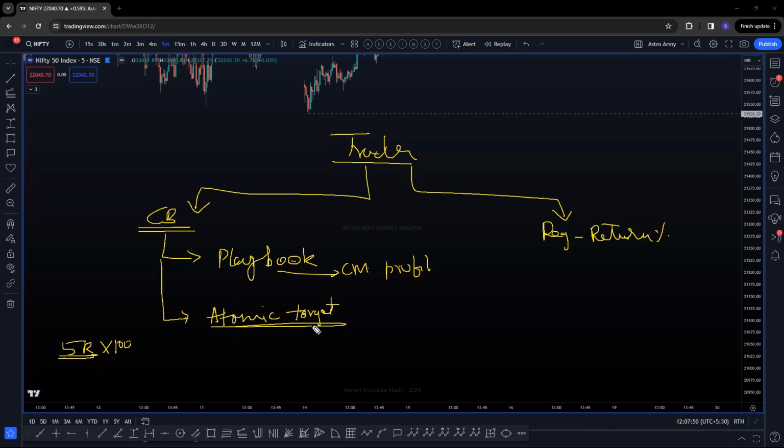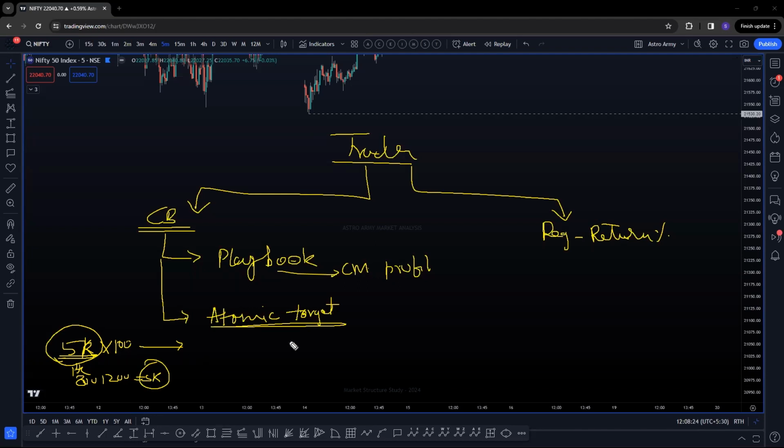In atomic targets, you have very small targets, and you are multiplying those targets many times. In the gym, you lift heavy weights for 5 or 10 counts, but a small weight you can lift for 20 counts. Same thing here. A small target of 5,000, you are multiplying it 100 times. When you get the opportunity, you book 1,000 rupees profit, then 800, then 1,200. Once you reach 5,000 rupees, you withdraw it.